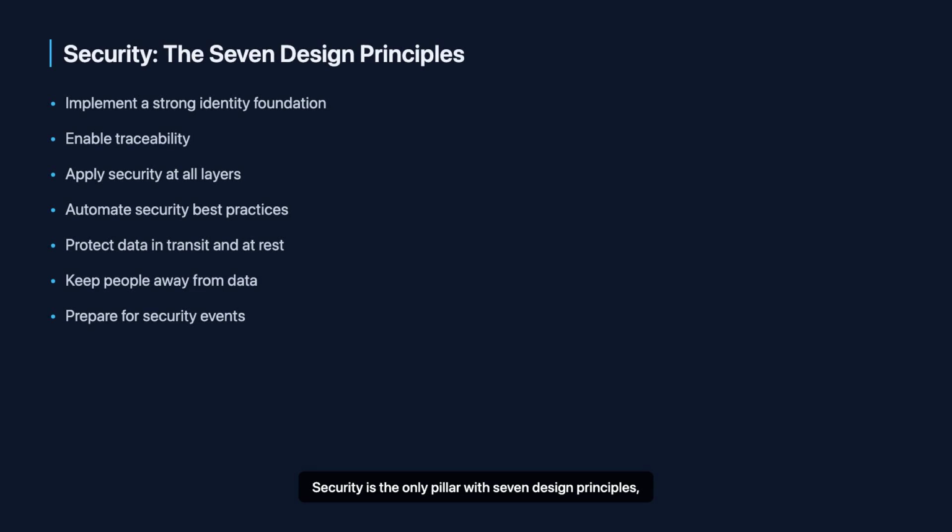Security is the only pillar with 7 design principles, and the exam quotes them word for word. Implement a strong identity foundation: least privilege, centralized identity, no long-lived static credentials. Enable traceability: log everything, monitor for anomalies. Apply security at all layers, so a single perimeter breach doesn't expose the whole stack. Automate security best practices. Protect data in transit and at rest, which means encryption everywhere. Keep people away from data. Automate the work so humans rarely touch raw data directly. And prepare for security events with runbooks and tested incident response.